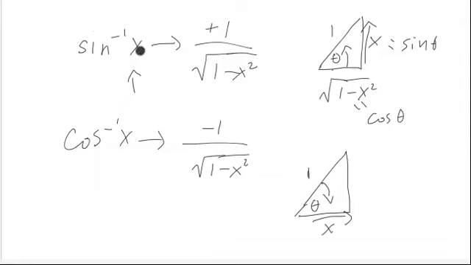Sine and cosine inverse have a very similar form. Sine inverse has +1 over square root of 1 minus x squared, and cosine inverse has -1 over square root of quantity 1 minus x squared.